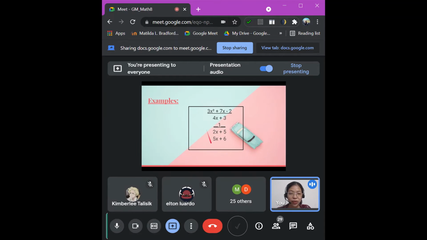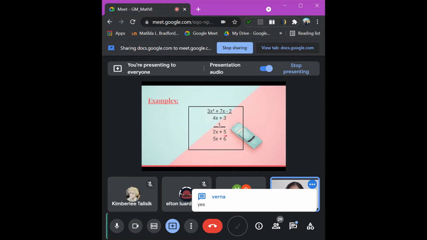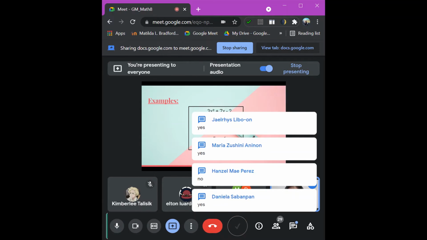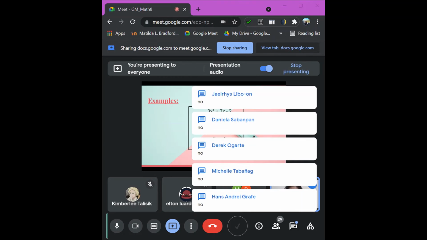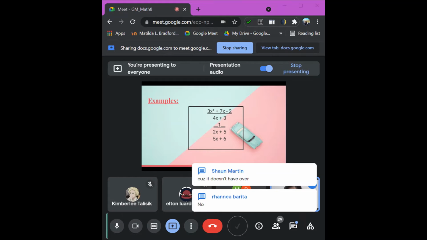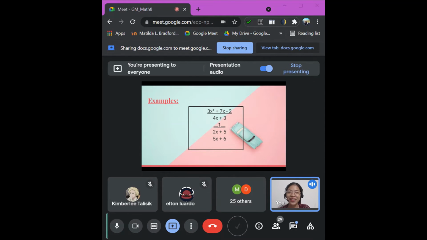Okay, so how about here in our next example? We have 5x plus 6. Is it a polynomial, class? Yes, polynomial. Good. How about, can we have this one as a rational algebraic expression? The 5x plus 6. Okay, some answered no. Very good. So now class, actually, that is a rational algebraic expression.